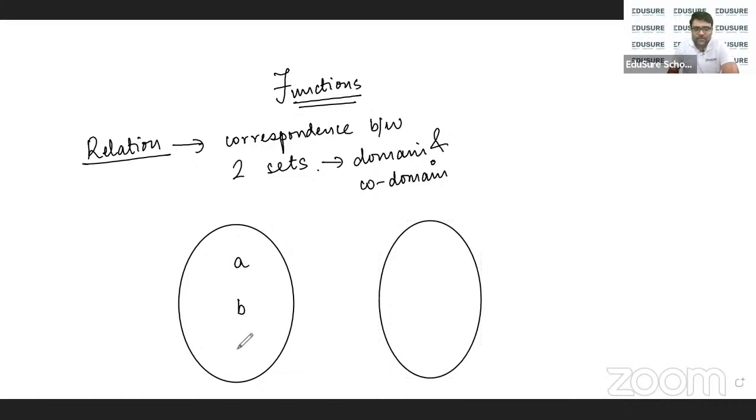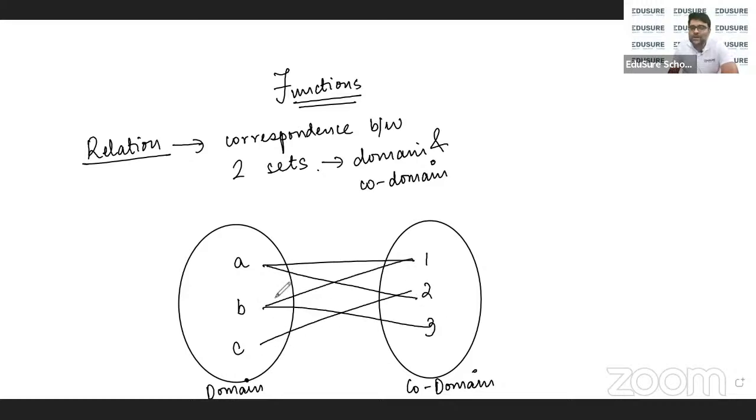So A, B, C, 1, 2, 3. The set where the mapping is originating is called the domain, and the set where the mapping is ending is called the codomain. Any sort of a correspondence is called a relation. Now, a relation can be of multiple types. Correspondence or mapping. Yes, absolutely, Akash.